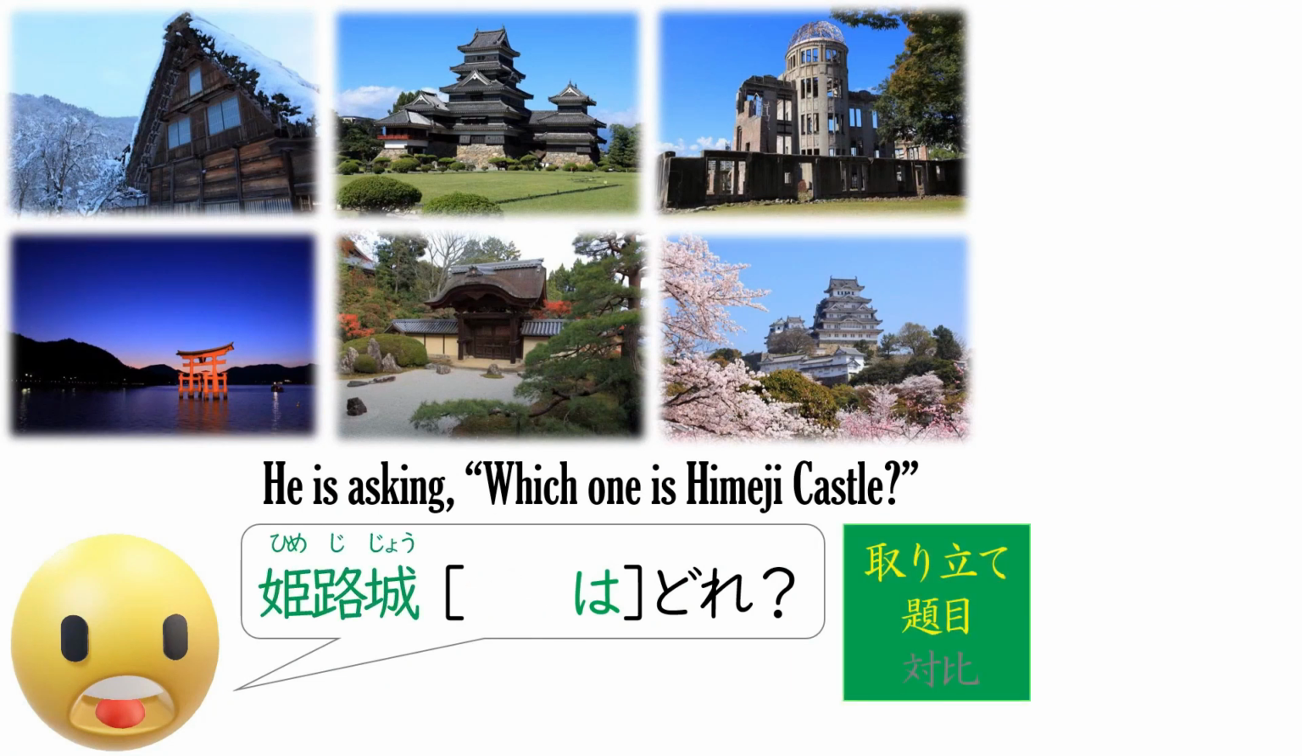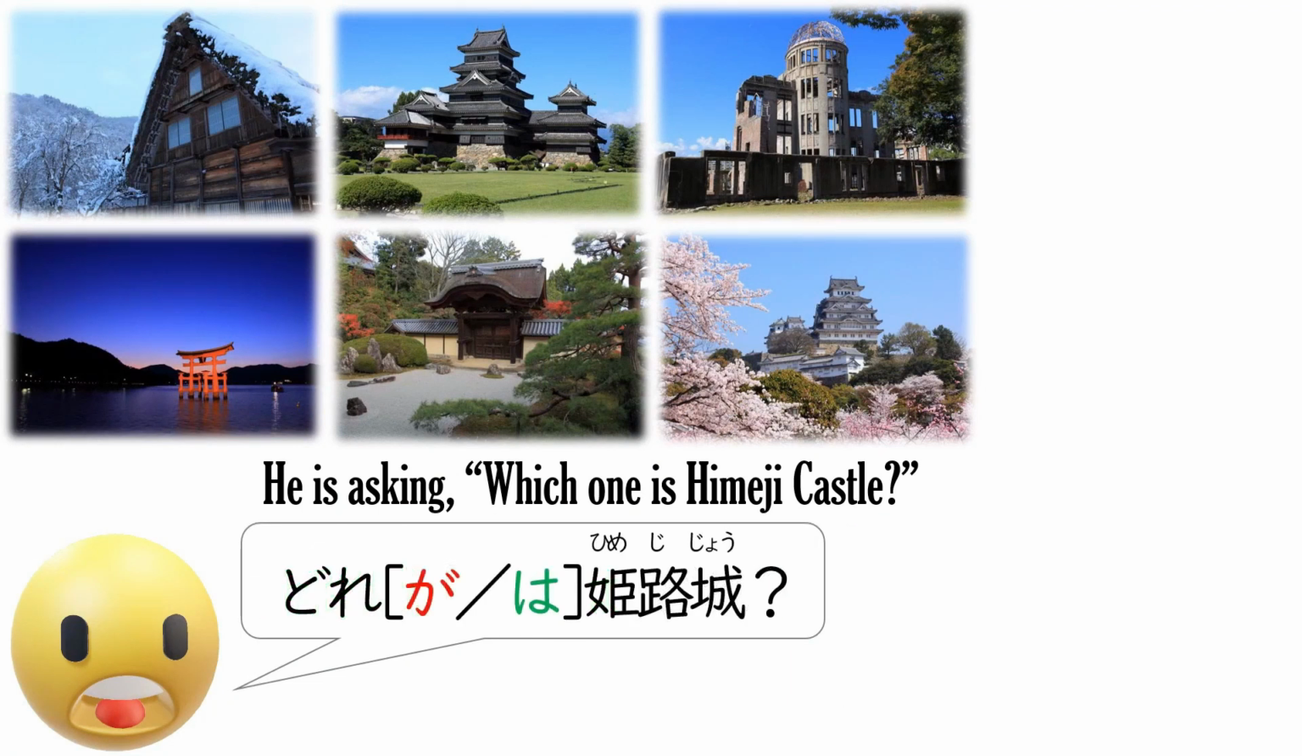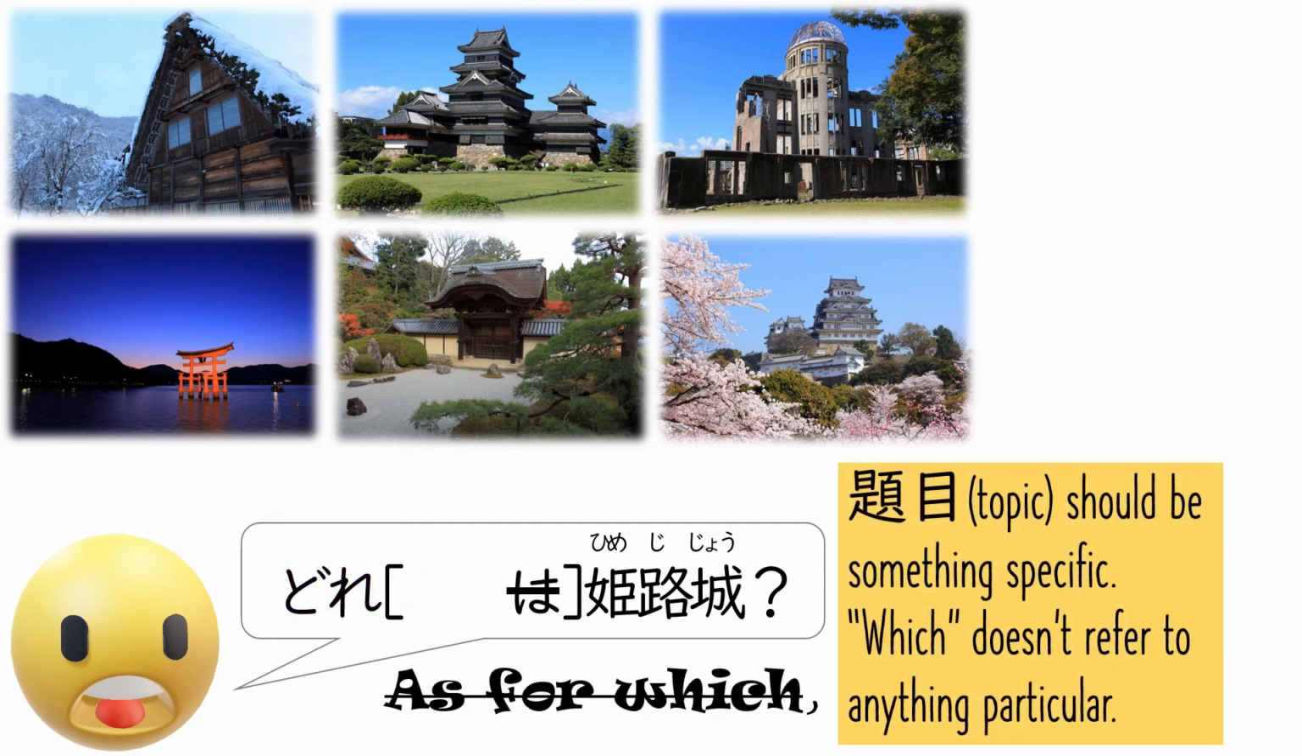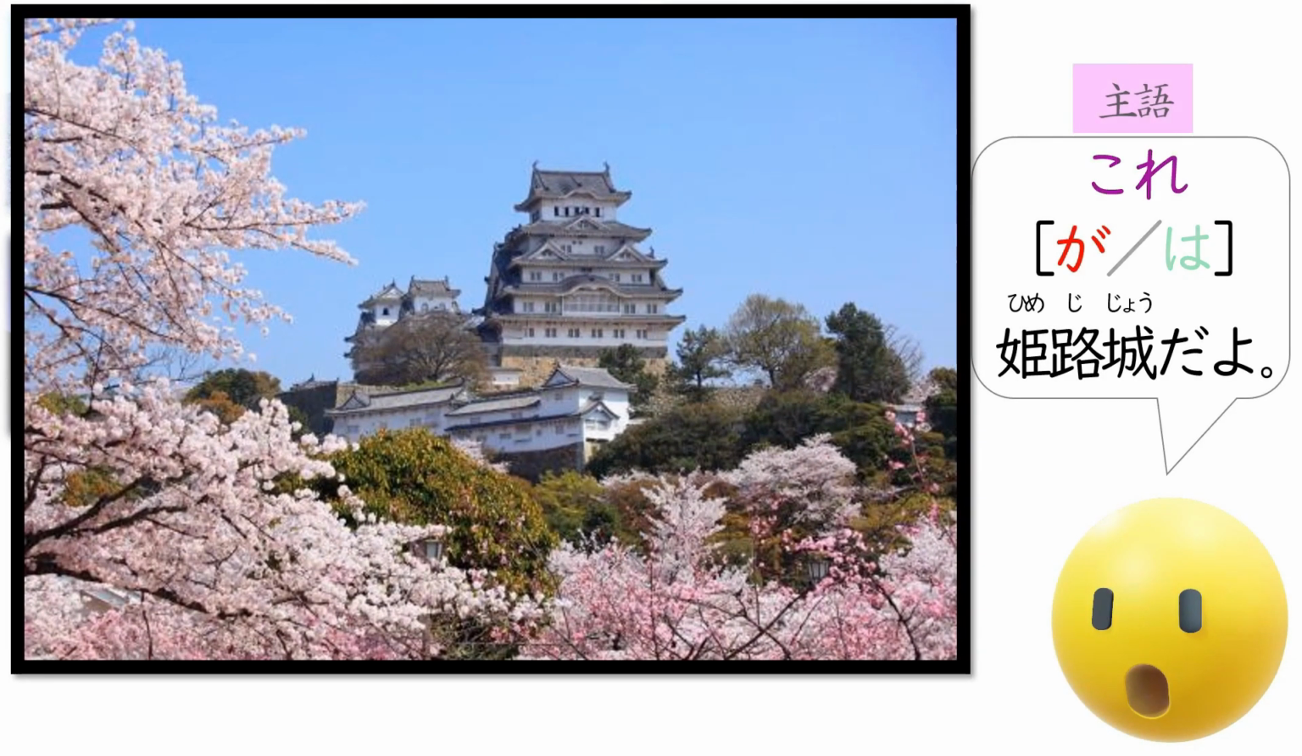姫路城はどれ？どれが姫路城？どれは姫路城？wouldn't make sense, because 題目 should be something specific, どれ doesn't refer to anything particular. これが姫路城だよ。This one is all he needs in his mind to answer the question. He's not comparing it with anything else.